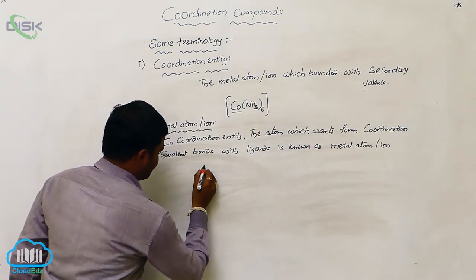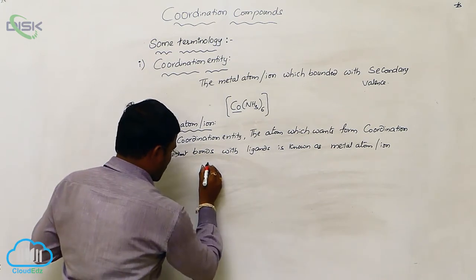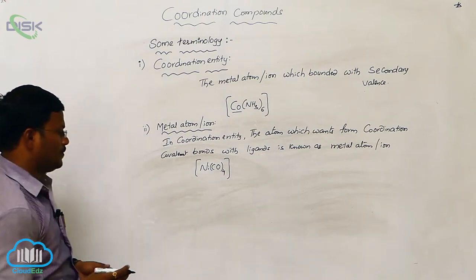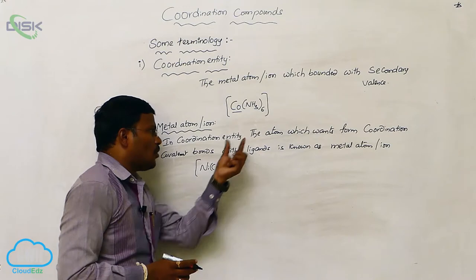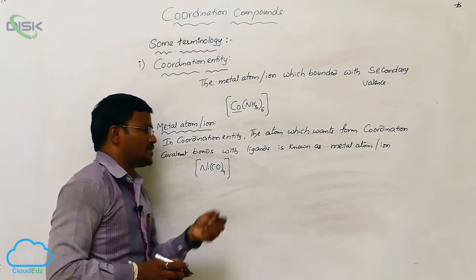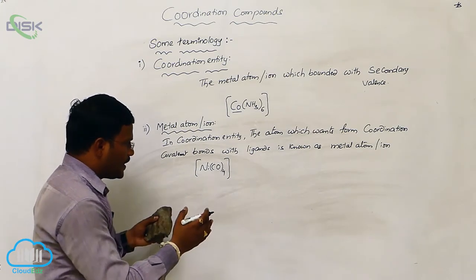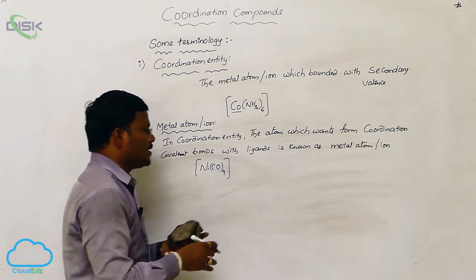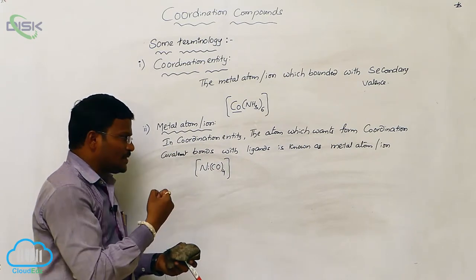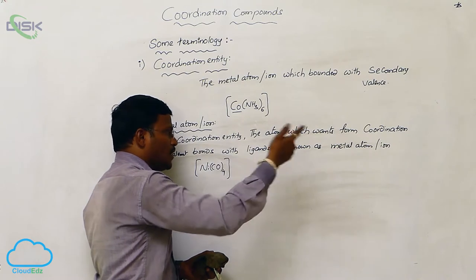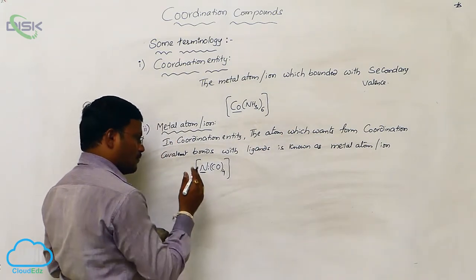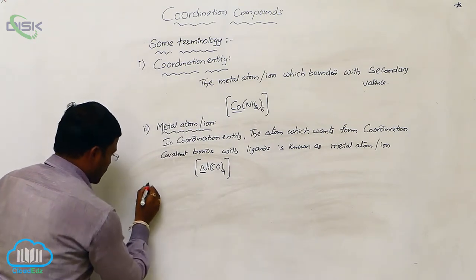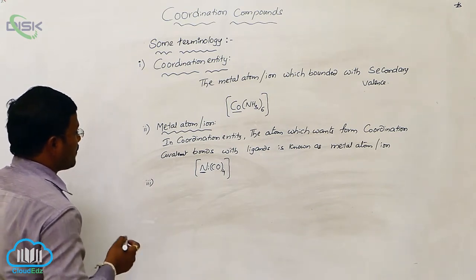For example, let us consider Ni(CO) taken 4. In this specified example, nickel wants to form coordination covalent bond with carbon monoxide ligands. That means, during the formation of nickel tetracarbonyl complex, the four carbonyl molecules are going to donate non-bonding pair of electrons towards the empty orbitals of nickel. That means nickel is going to accept electrons. By accepting electrons, nickel is going to form coordination covalent bond. So this nickel, or whatever the atom which is going to form coordination covalent bond with ligands, is known as metal atom.